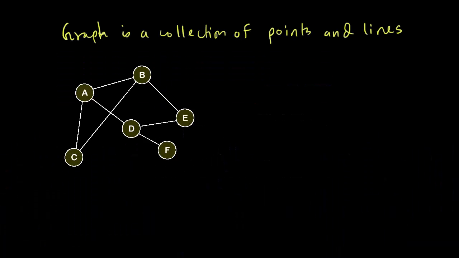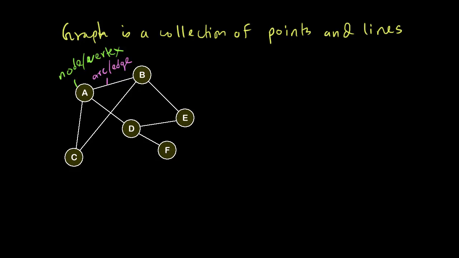A graph is made up of a collection of points and lines. Each point is known as a node, or we can call it a vertex also. And each line is called an arc. We can also call it an edge. So, arc or edge.